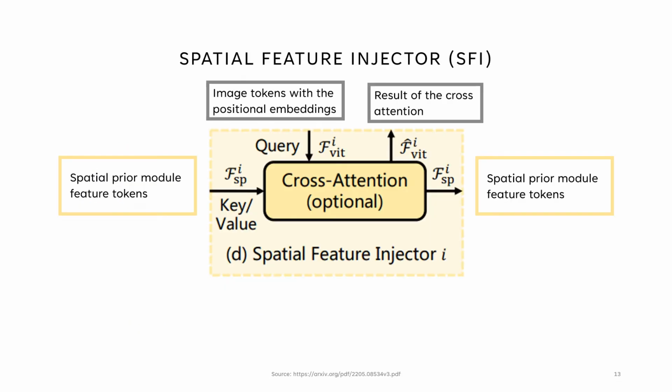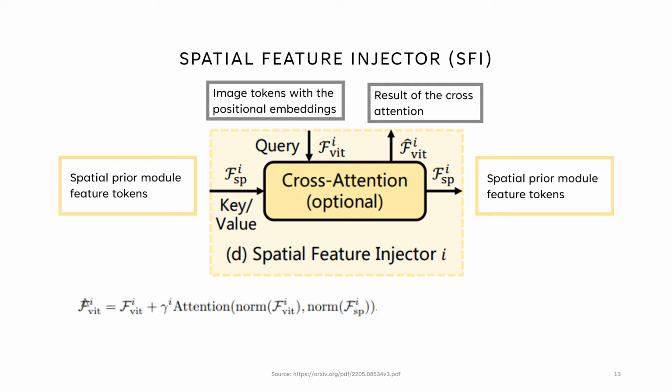The second adapter module is called the Spatial Feature Injector. As the name implies, it is used to inject spatial priors into the plain ViT encoder. It takes the tokens from the spatial prior module and performs cross-attention with the tokens created in the plain ViT process described earlier. For the cross-attention, the ViT tokens are the query, and the SPM tokens are the key and value.